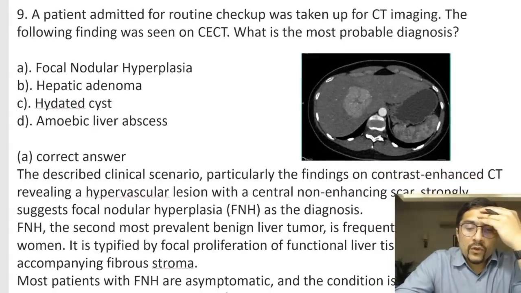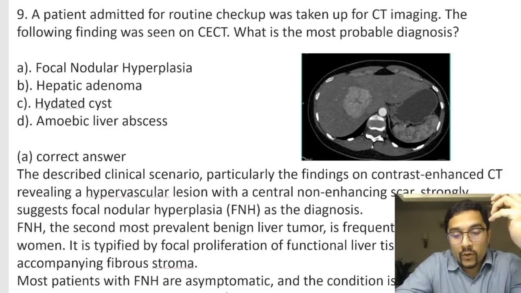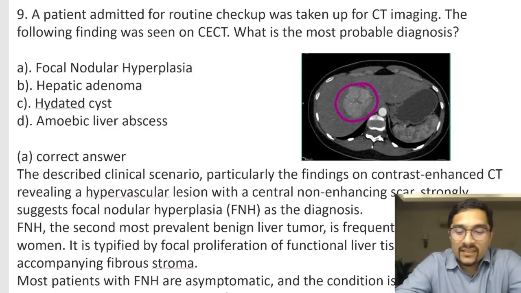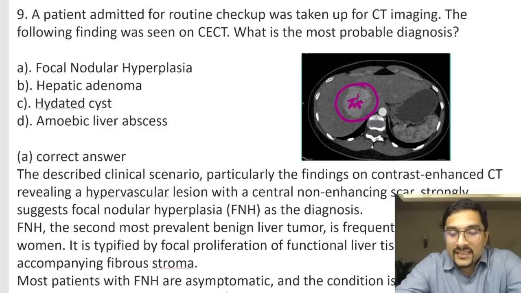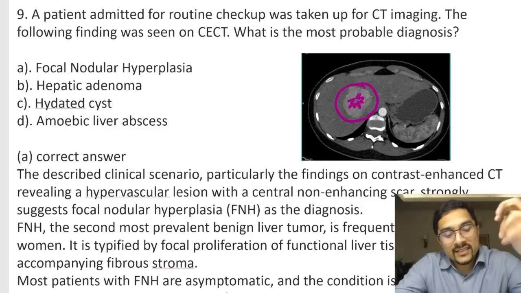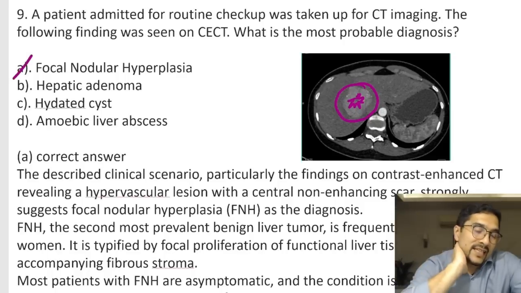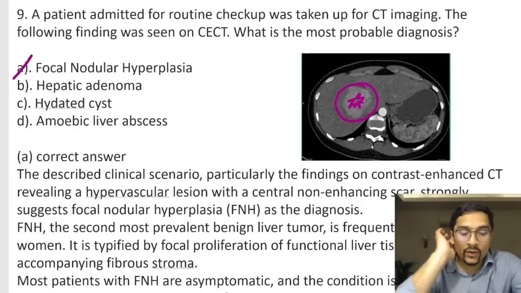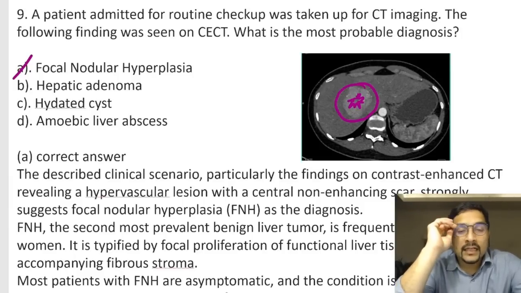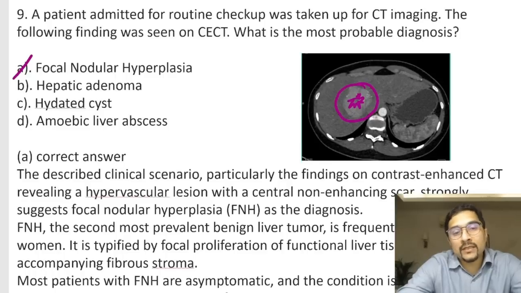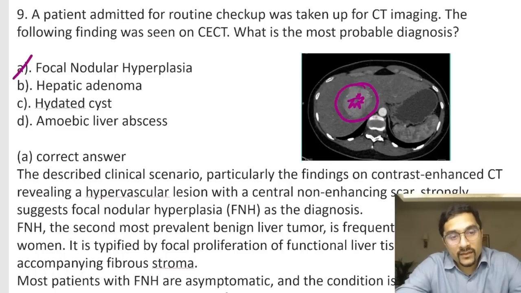A patient admitted for a routine checkup had the following finding seen on CT. What is the most probable diagnosis? You can see the classical lesion in the liver, which is showing a central stellate scar. And this central stellate scar is seen in focal nodular hyperplasia. This central stellate scar is nothing but the arteriole, which is radiating outwards. Now, these patients of FNH are usually asymptomatic and you don't need to do anything. You just need to keep these patients under observation.